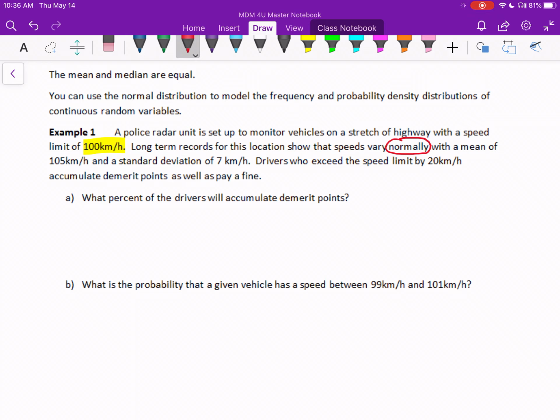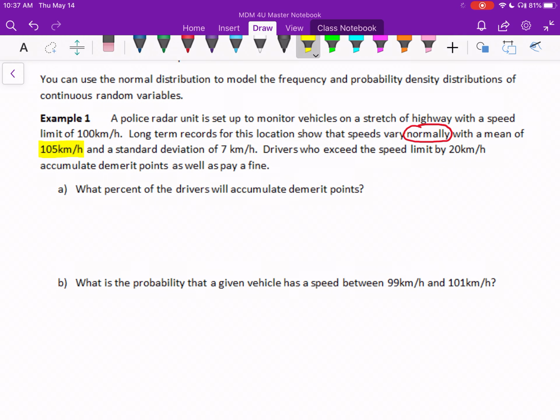With a mean of 105 kilometers per hour, so that's actually more useful than this one. Unhighlight the 100 and highlight 105, because that is our mean, and the standard deviation is given as well as 7 kilometers per hour. Drivers who exceed the speed limit by 20 kilometers per hour accumulate demerit points as well as pay a fine.